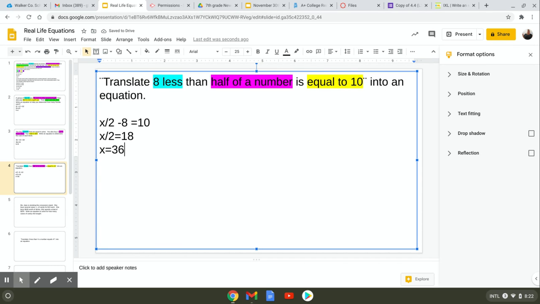So 8 less than half of a number is equal to 10. Then we know that our x is 36. So 36 divided by 2 would be 18. 18 minus 8 is equal to 10. So we know that our answer is correct.